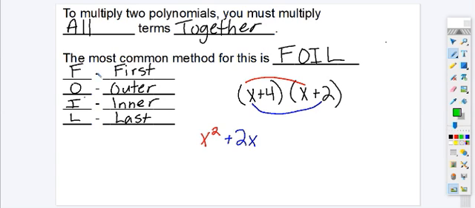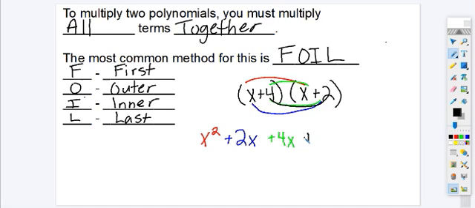Then I would multiply the inside terms, inner. That'd be the 4 here and the x here. 4 times x would make positive 4x. And then I would multiply the last terms in the polynomials. That would be the 4 here and the 2 here. 4 times 2 would make 8.